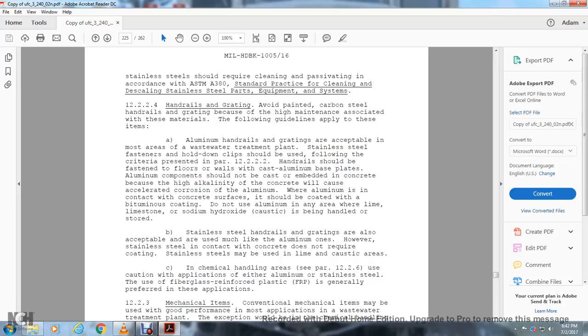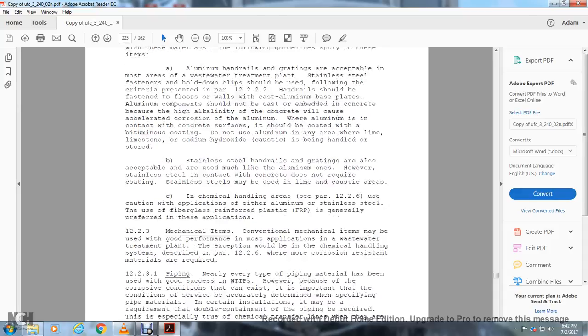B. Stainless steel handrails and gratings are also acceptable, much like aluminum ones. However, stainless steel in contact with concrete does not require coating. Stainless steel may be used in the caustic area within the chemical handling area. See paragraph 12.2.6 for the use of fiberglass reinforced plastic, which is generally preferred over either aluminum or stainless steel in these applications.